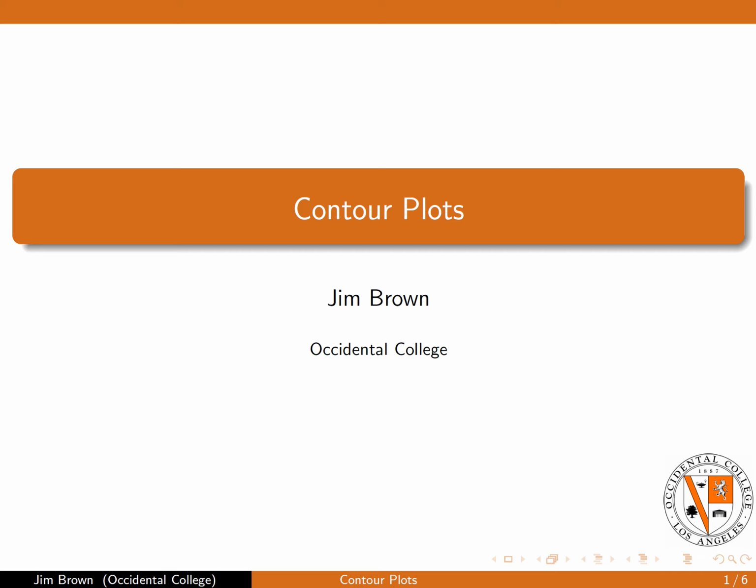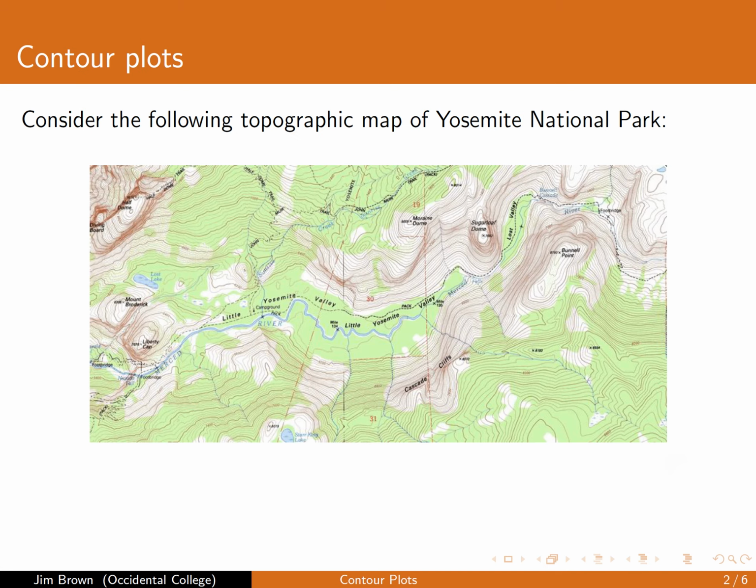So we saw in the last section how to graph functions, mostly using the computer, when we have a function of the form f of x, y, where we have two variables x and y. In this section, we're going to see a way to represent that information in just two dimensions. This is something you've likely seen often in your life, but maybe just not thought of in this particular context. So let's start with an example of a topographic map of Yosemite National Park.